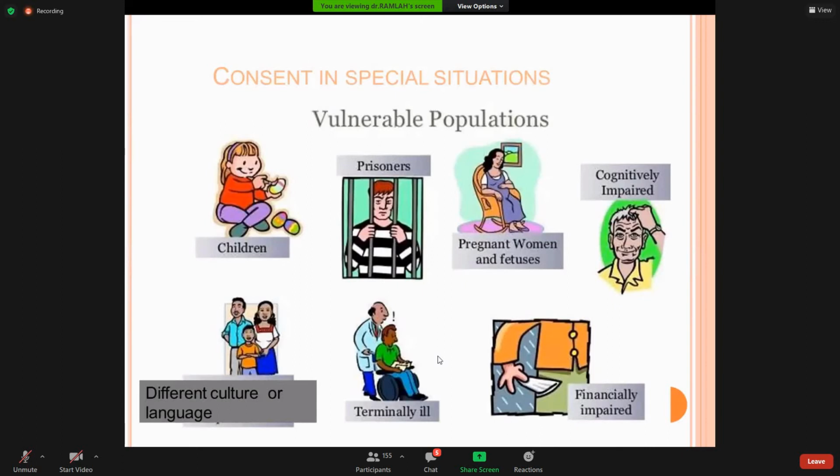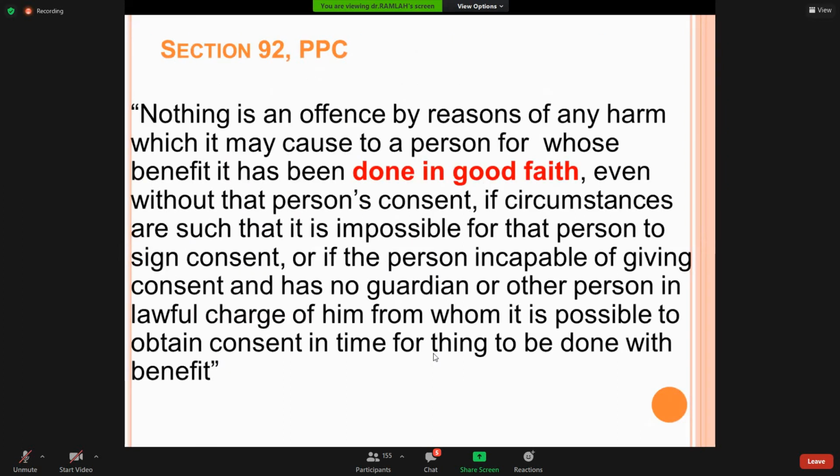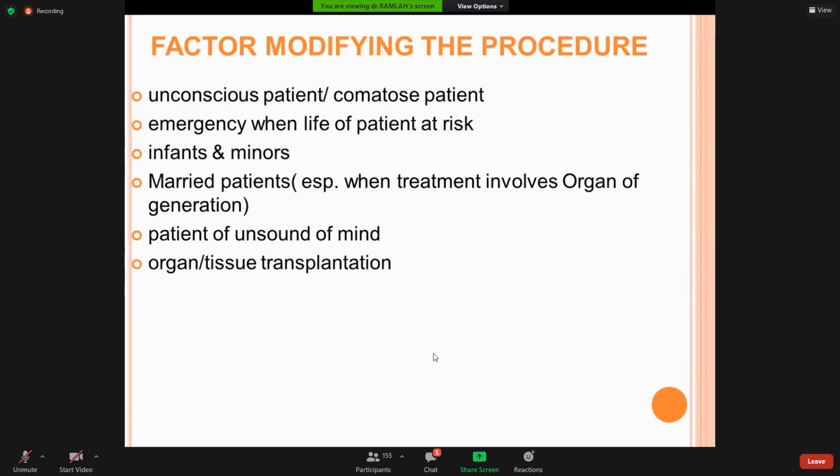Now I just come to the consent in the special situations. ठीक है? Special situations may like factors modifying the procedures. Like, as I told you, unconscious patient, comatose patient, that they cannot give you the consent. So we assume that the implied consent has already been given. ठीक है? Emergencies हैं उसके अंदर when life of the patient is at risk. ठीक है, as I already gave you the example कि जी फिर आप ब्लैंकेट कवर में, you know, आप उसका वेट नहीं करते, you perform it, ठीक है.